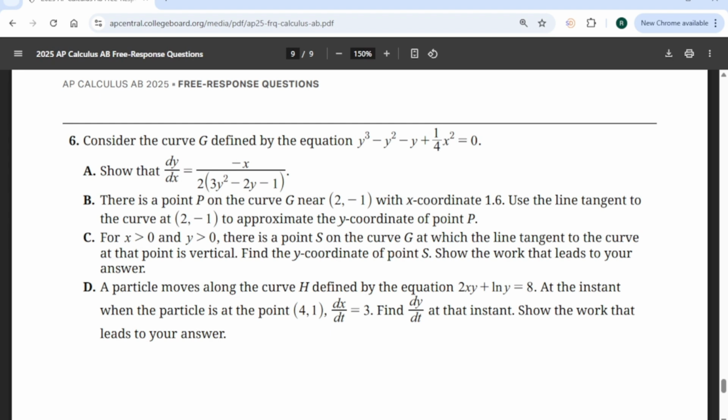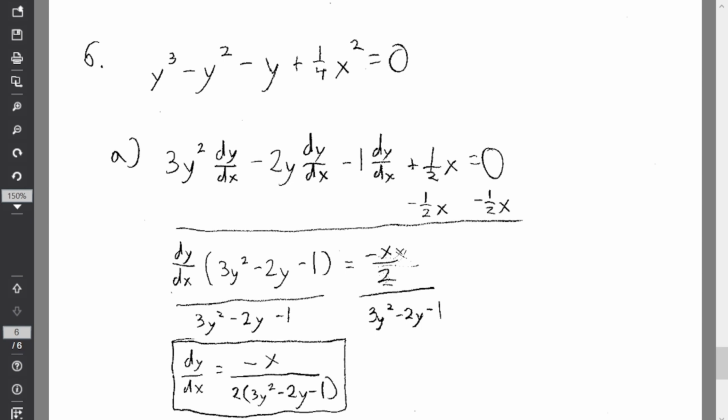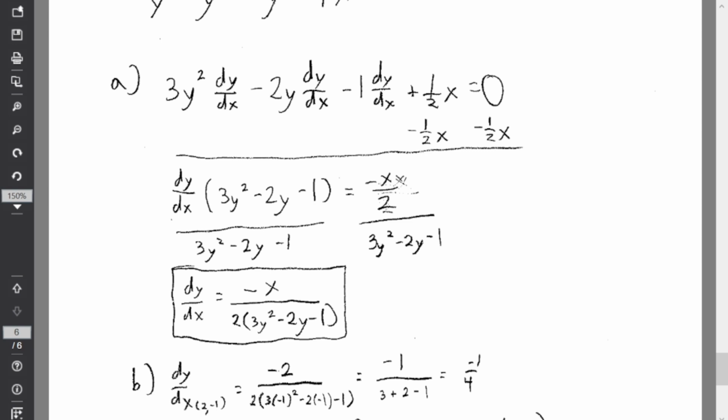Part B. There's a point near 2, -1 with an x-coordinate of 1.6. And we're going to use the tangent line to approximate the y-coordinate. So first we need the tangent line. So it's time to use that derivative we just found to get the slope of that tangent line. So dy dx at 2, -1: we're going to put in 2 for x and negative 1 for y into the answer that we just got. And we get negative 1/4. That becomes the slope in our tangent line equation.